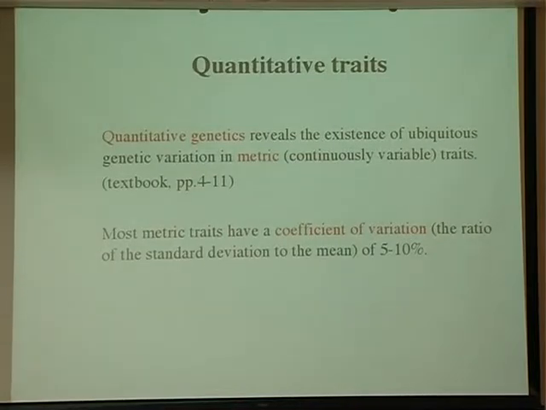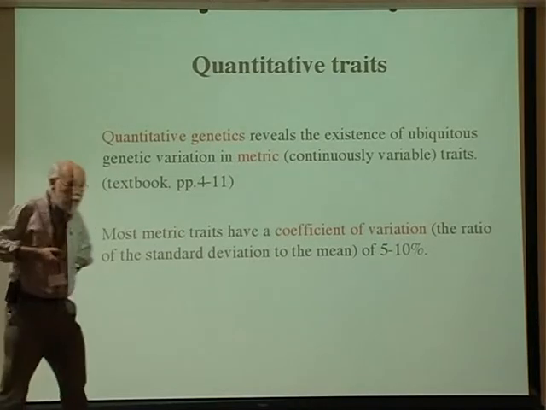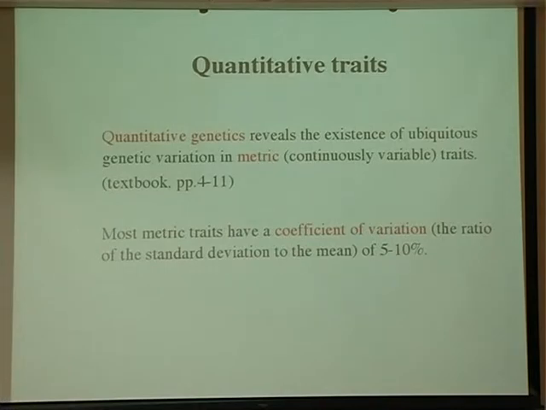Much more commonly, we have what's called quantitative variation, particularly in what we call metric traits, ones which are continuously variable, like height, for example. So human height or body weight is an excellent example of a quantitative trait. They show normally quite a lot of variation. This is conveniently measured by something called the coefficient of variation. That's the ratio of the standard deviation to the mean.